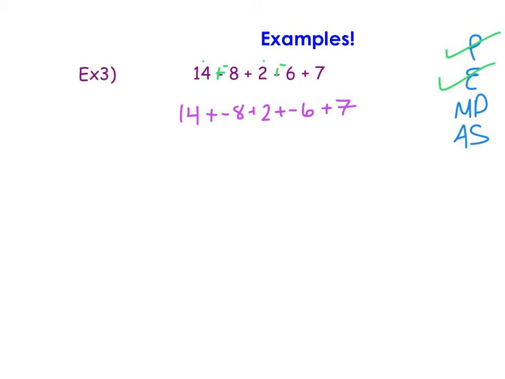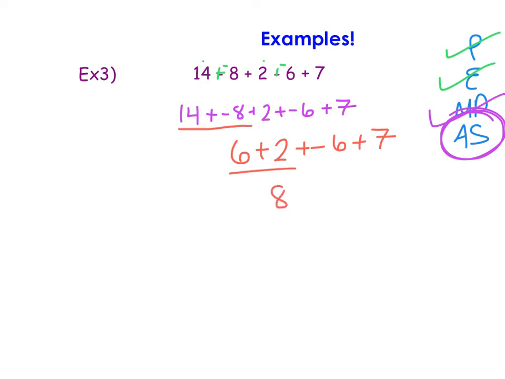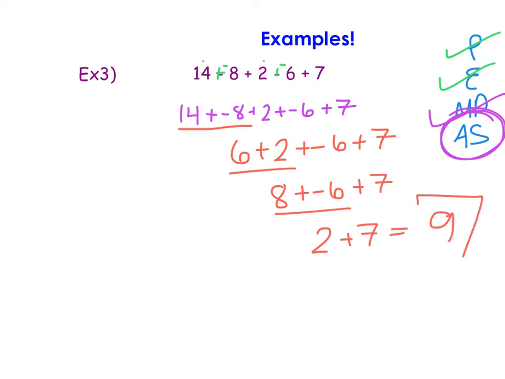Then from here I want to do multiplication and division from left to right, but I see none. So now I'm just going to focus here on this addition and subtraction piece, and I'm going to do addition and subtraction from left to right. So we start with this first addition here, so that becomes 14 plus negative 8, which is 6. Then our next two, 6 plus 2 is 8. Eight plus negative 6 is 2. And 2 plus 7 ends us with 9.